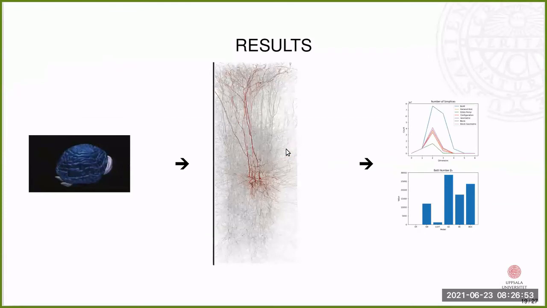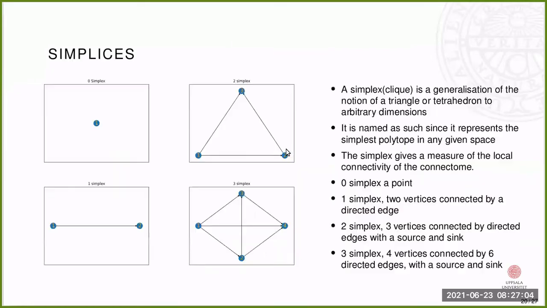Okay, so we can look at some results to compare our models and see how much of a likeness they get to the BioM microconnectome. Our first metric is to use simplices, where a simplex is just the generalization of a triangle or a tetrahedron to some arbitrary dimension. It's given this name since it's the simplest possible polytope that we can give in any space. Another name for these is a clique.